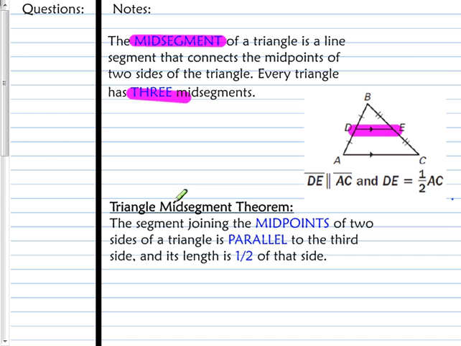The triangle midsegment theorem states that the segment joining the midpoints of two sides of a triangle is parallel to the third side, and its length is half of that side.